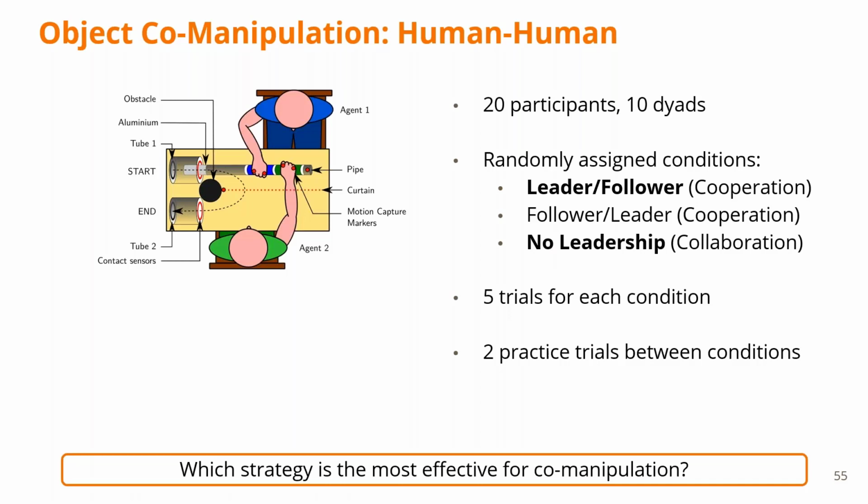In two conditions, one agent was the leader, while the other was the follower, and vice versa. And in the third condition, there was no pre-assigned leadership. One of the main questions of this experiment in particular was which strategy would be the most effective for this precise co-manipulation, and even more, how humans are able to do it, so that we could try to emulate it with robots later.